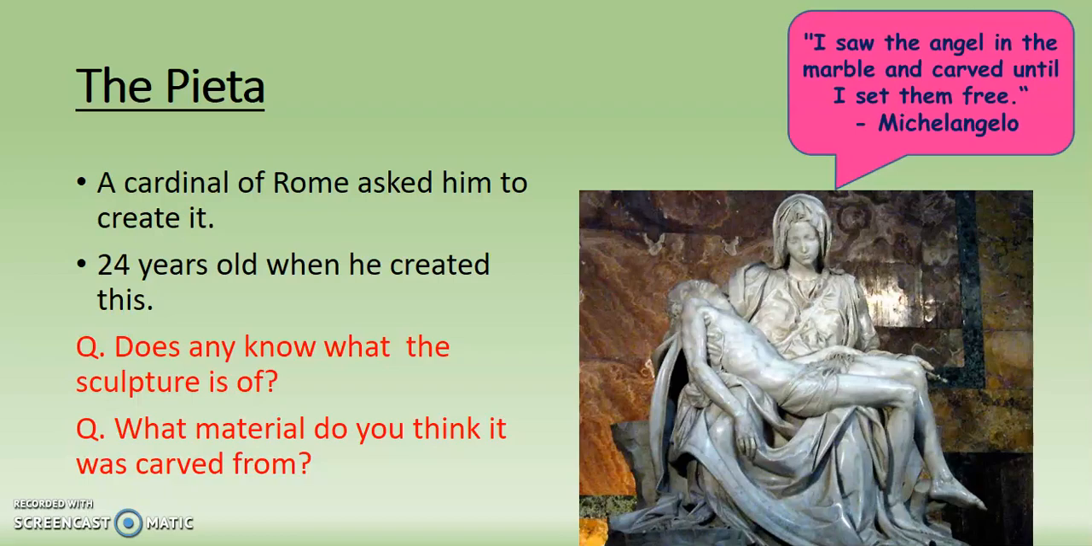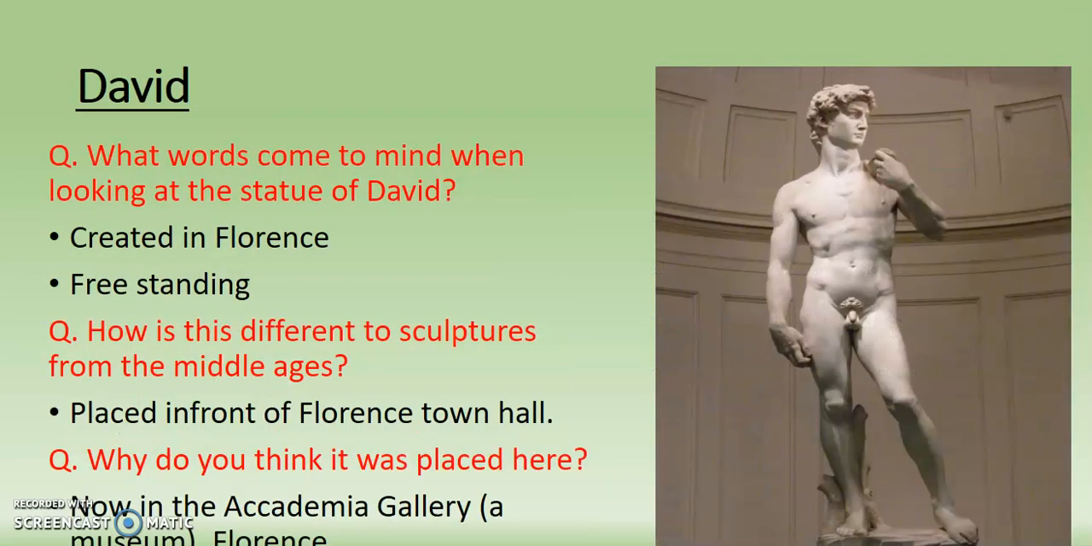So the Pieta, Michelangelo's quote on this was, he saw the angel in the marble and carved it until he set it free. After Lorenzo's death, Michelangelo went to Rome. This is Lorenzo de' Medici, his patron. There he made a statue called the Pieta, which means sorrow. It shows Mary holding her son Jesus after his death on the cross. The Pieta is made of white marble. It's the only statue that Michelangelo ever signed.